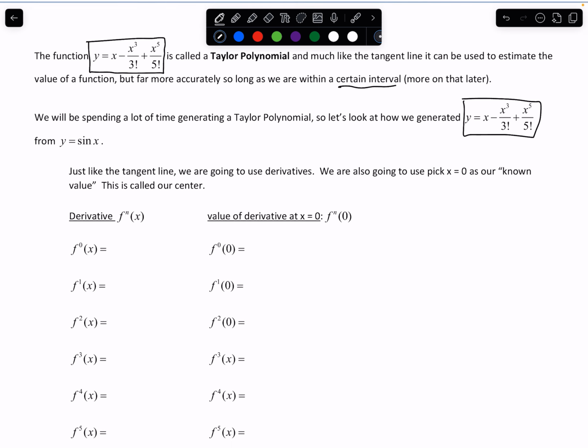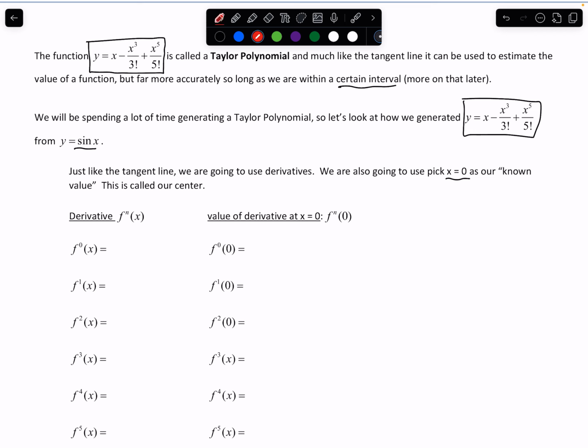So, just like a tangent line, we're going to use derivatives. Now, we have to pick a known starting value. In this case, because we're using sine of x, we're going to use 0 because I know what the sine of 0 is equal to.